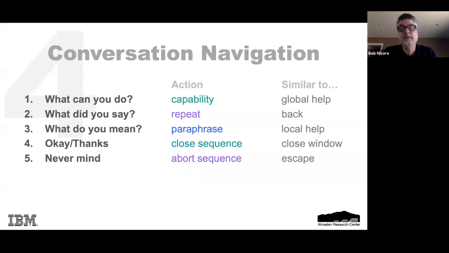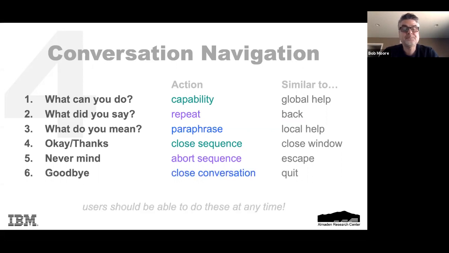Similarly, never mind, instead of closing the sequence, aborts the sequence, right? This is a little bit like escape, where maybe the user's tried a paraphrase request and still doesn't understand and just wants to give up and get out of the sequence by aborting it. And finally, goodbye, bye, gotta go, all the variations of that will get into the closing of the conversation. It's kind of similar to quitting or logging out. You can't always get the user to do that, but when you do, you can do more things.